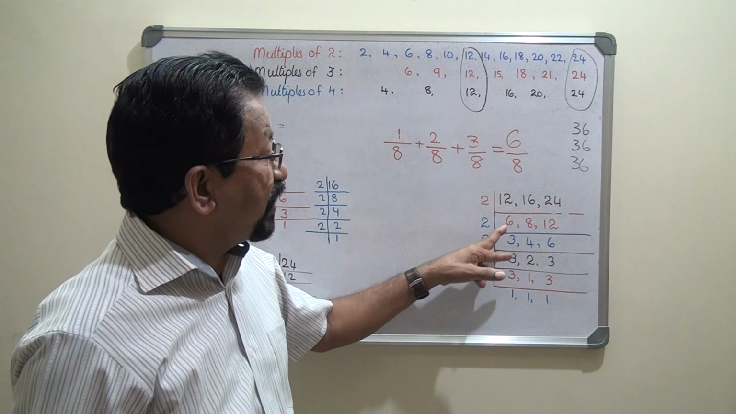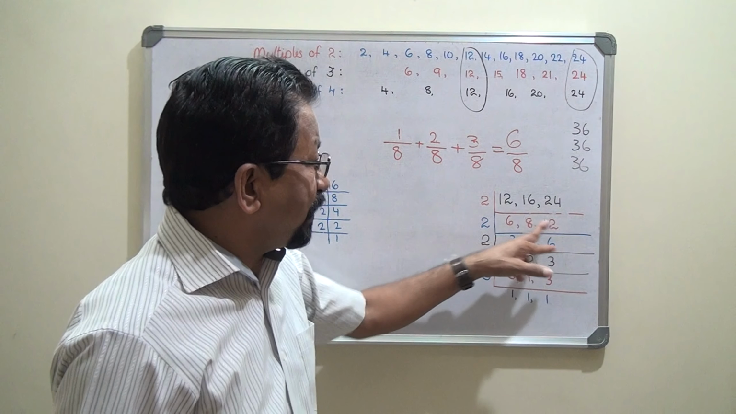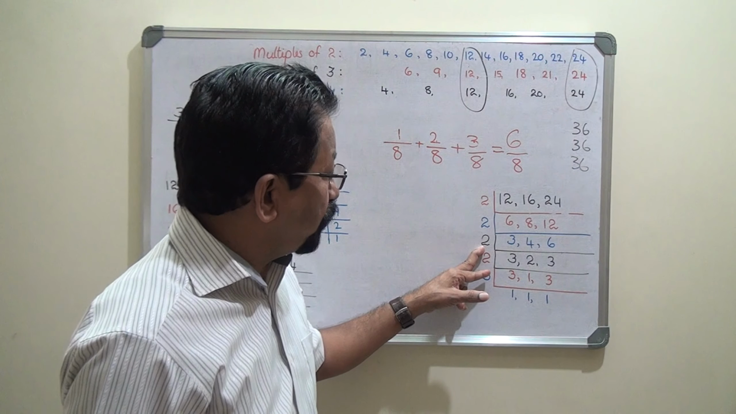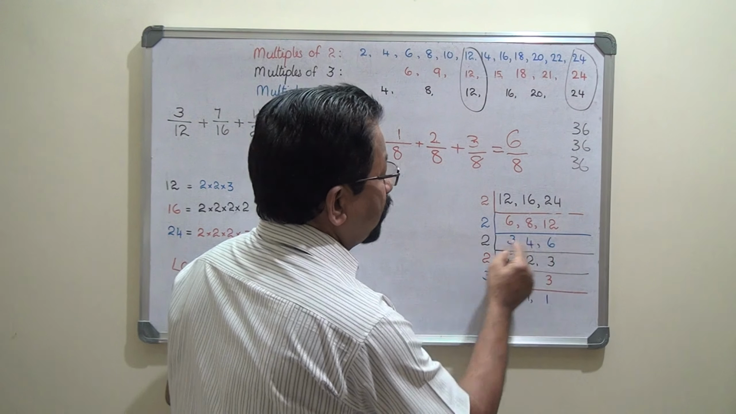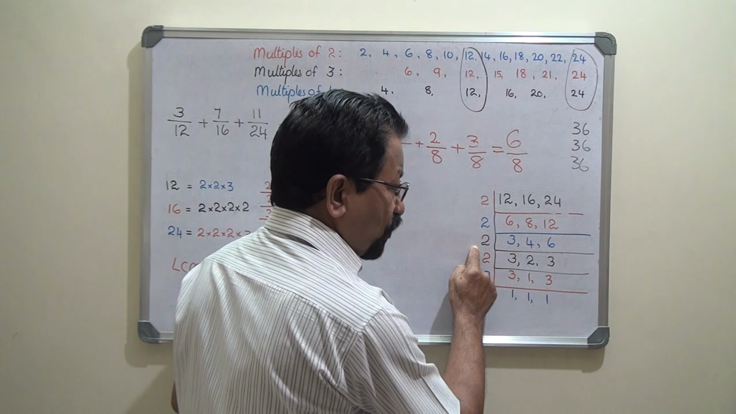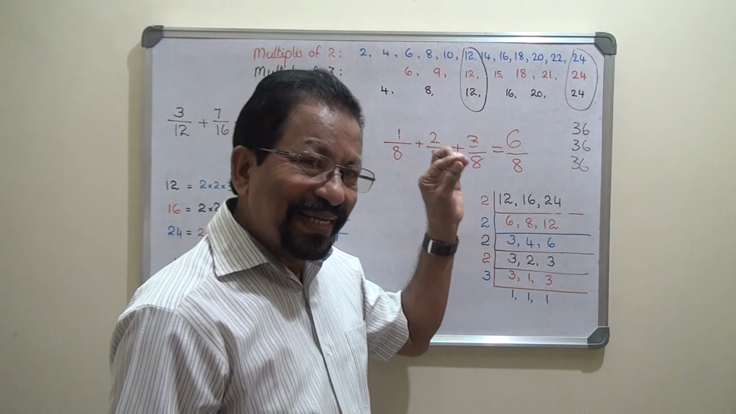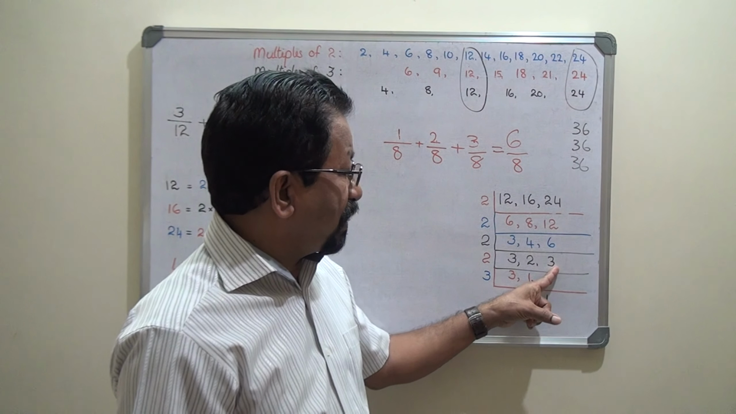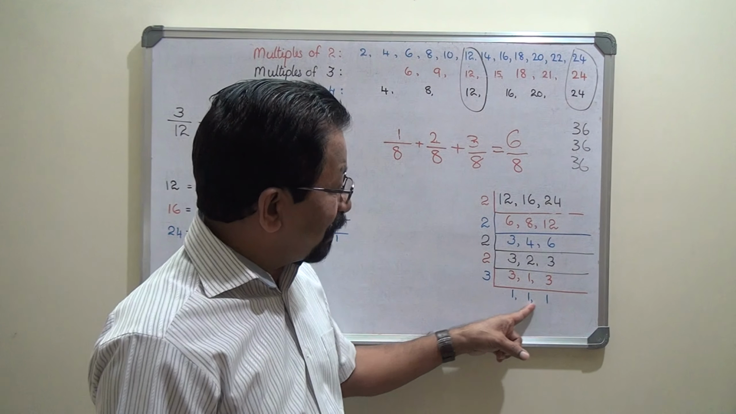When you are dividing, you are getting 6, 8, 12. Again, all the 3 numbers are divisible by 2. Again, it is divisible by 2. Here only 2 numbers are divisible by 2. Okay, then again divide by 2. But this 3 is not divisible by 2, so write it as it is down there. Then you divide the other numbers. You proceed the operation until it comes all 1.